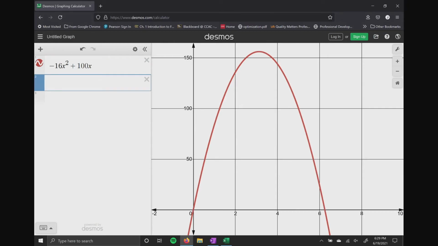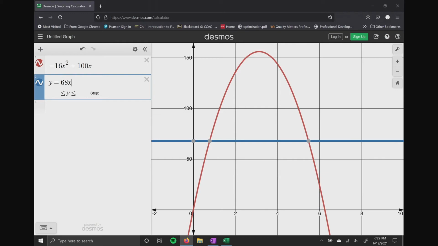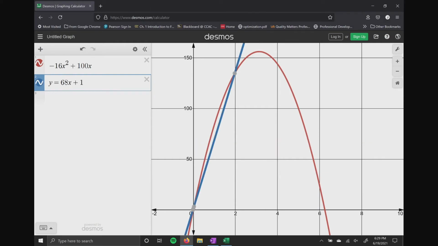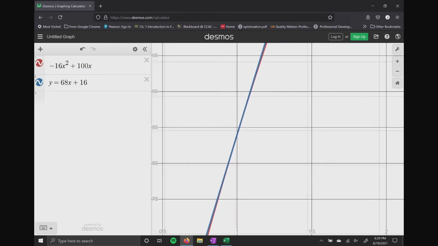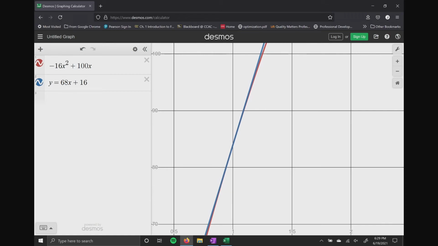Now for our equation of the tangent line, we got y equals 68x plus 16. And notice right here, and I'm going to click on it. There we go, right there. At 1,84, that's where we touch it exactly one time. I can zoom in. And that's actually not that good of a zoom, but you get the point. There it is. That's what I wanted.